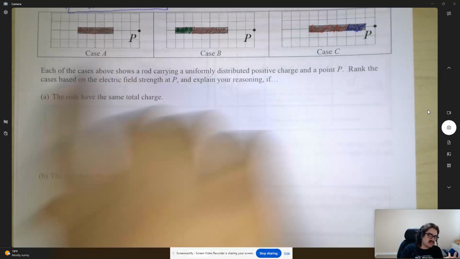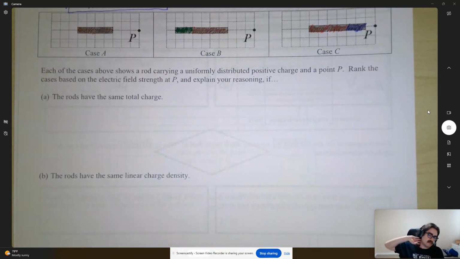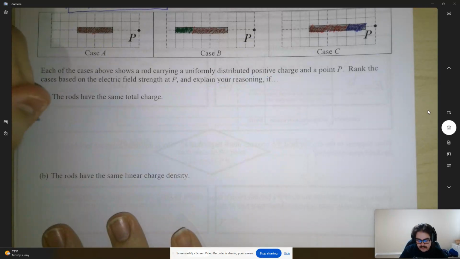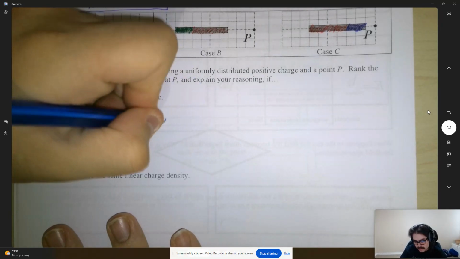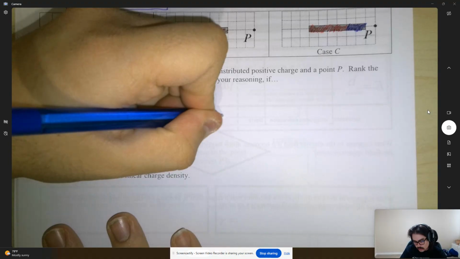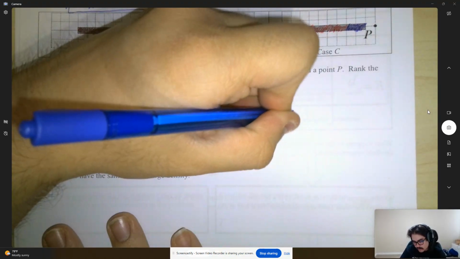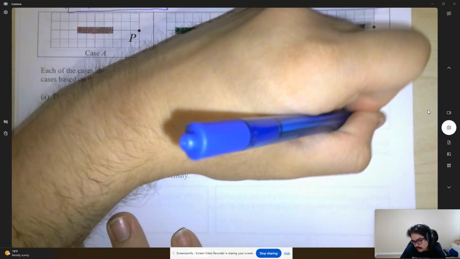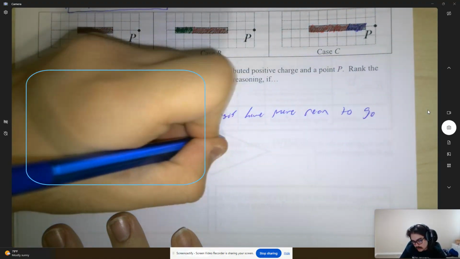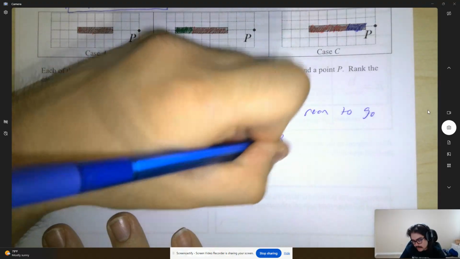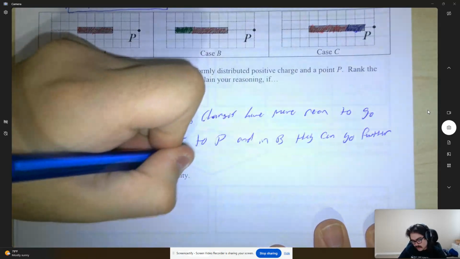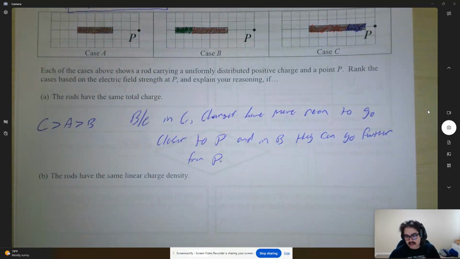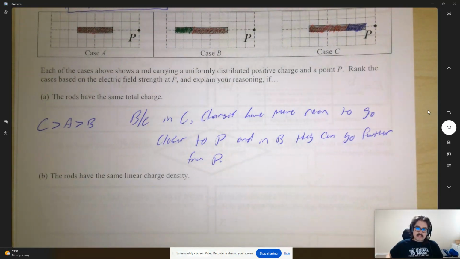And A is not really going to be in the middle, but it's kind of in the middle. So I would say that it goes C, A, B. Because in C, charges have more room to go closer to P, and in B, they can go further from P. And then A is just kind of in the middle, because it doesn't get any charges closer, but it doesn't get them any further.